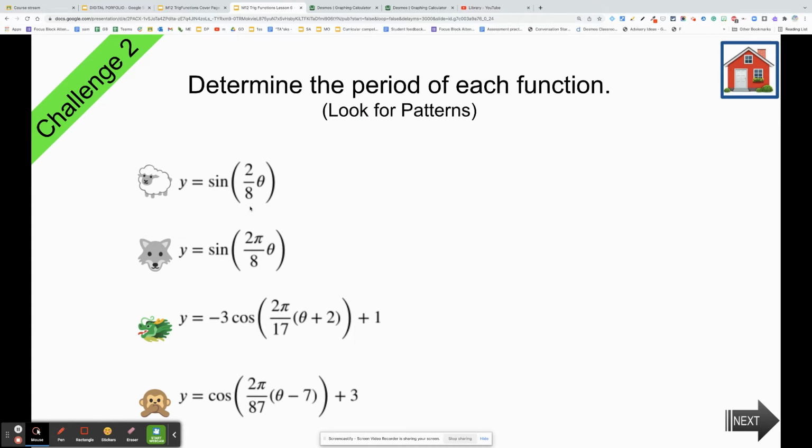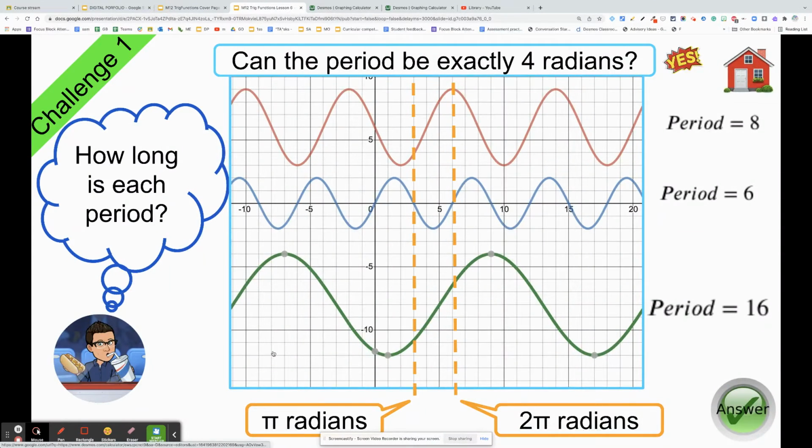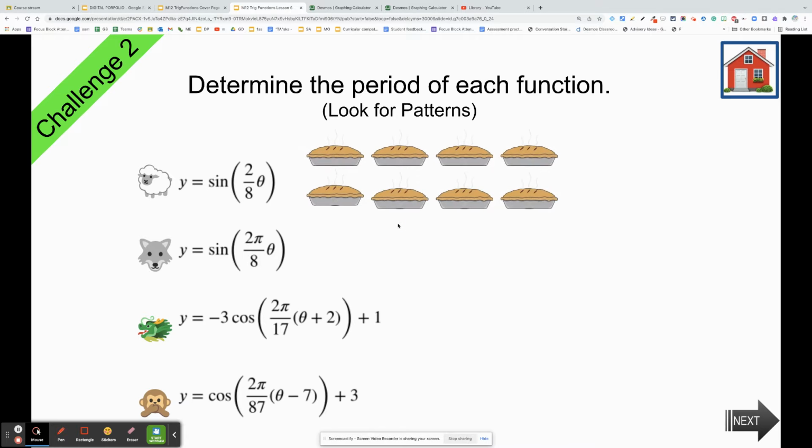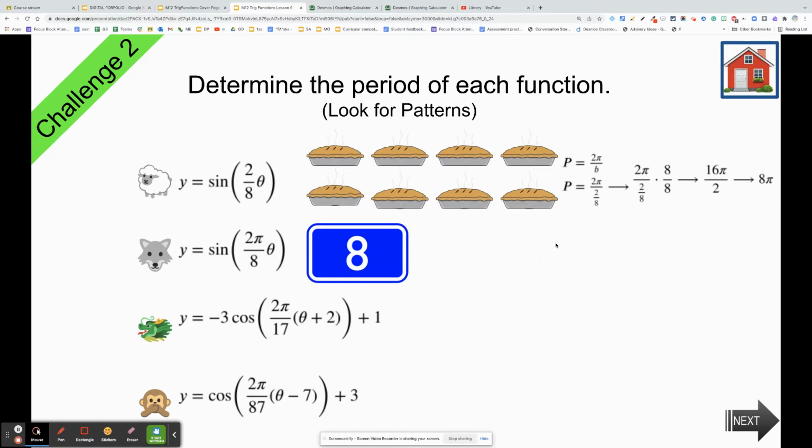So let's go ahead and see if we can figure out what the period of each of these is. I want you to be looking for a pattern, because by the end of this section, you'll be able to look at these and know exactly what the period is without doing too much work. All right. So this one, the period is 8 pi, and the reason we know that is we just take the period, 2 pi divided by b, and the b value is 2 over 8. If we multiply that fraction by 8 over 8, you'll see that the 8's cancel, and then the 2's cancel, so you're going to get 8 pi as the period. There's not a pattern there to see yet, but there is a pattern on this next one.